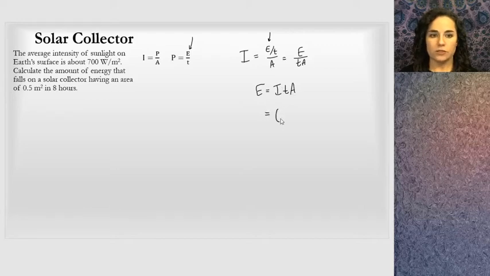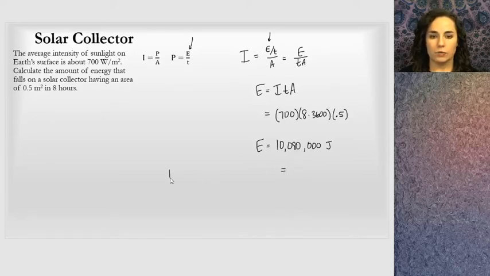And I'm going to plug in those values. I get 700 watts per meter squared. Multiply by 8 hours. So I need 8 hours times 3,600 seconds per hour. And then the area they tell me is 0.5. When I run those numbers through the calculator, I get what looks like a lot of energy, 10,080,000 joules. I was interested in how much energy that was in a number that I recognized, and so I converted it to calories.